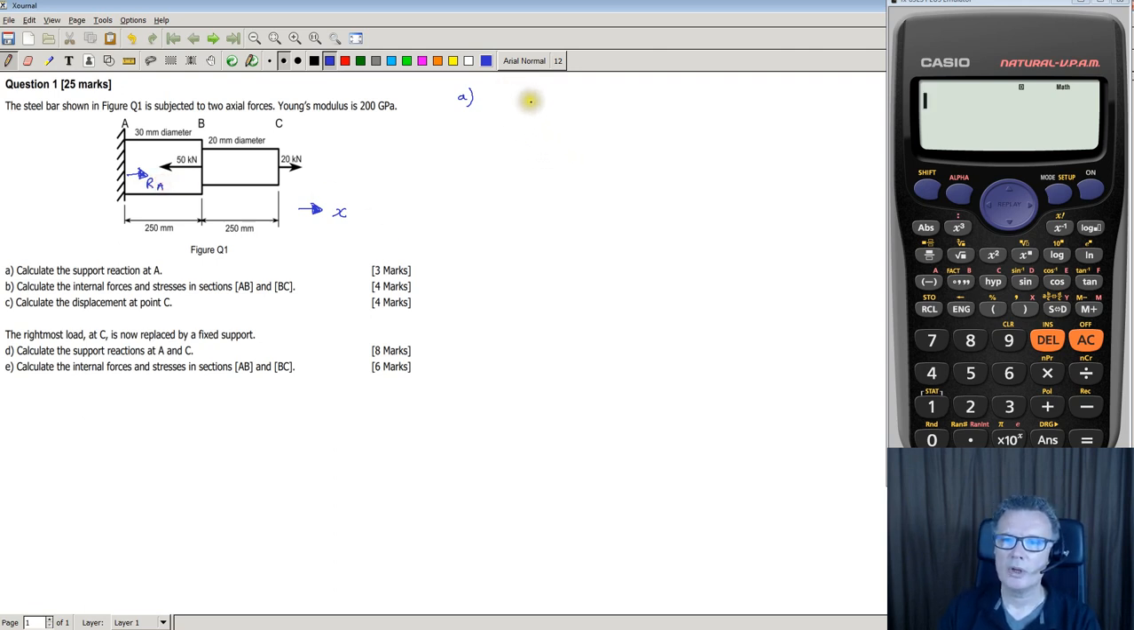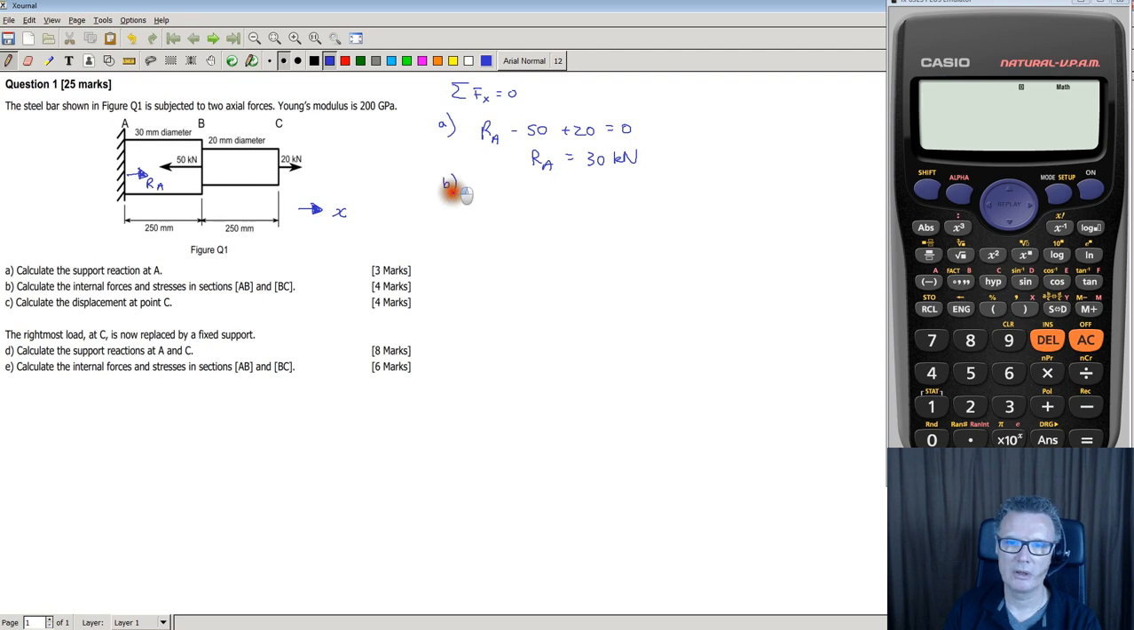The law that we'll use for the majority of this question is that when you sum the forces in the X direction, we expect them to be 0. So let's apply that to A, to the external forces, which will include the reaction. So I've got RA, take away 50, going opposite direction, plus 20 equals 0. So RA is going to be 30 kilonewtons.